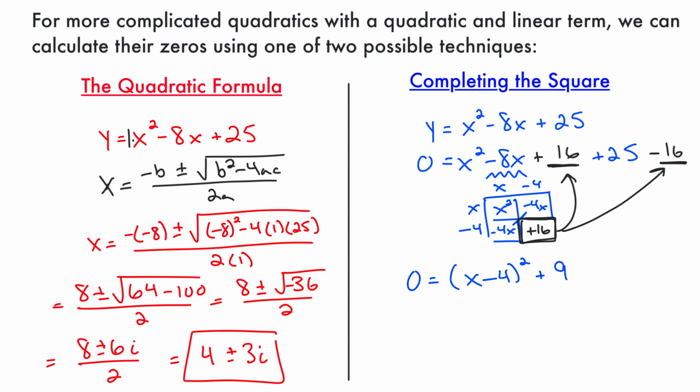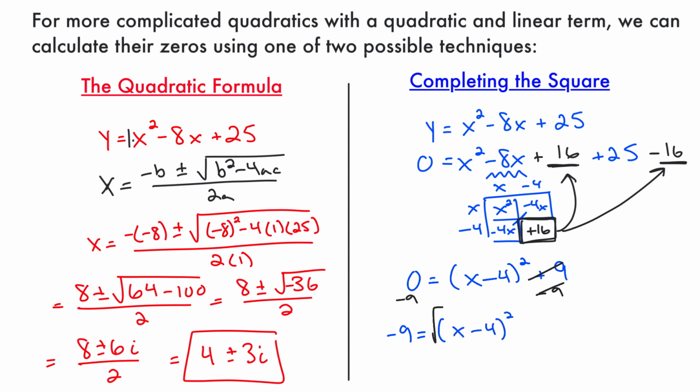Now I have a new equation that only has a single variable. It just has a single x. It doesn't have two like the first one did. So I can solve this. I can subtract 9 to both sides, leaving me with negative 9 is equal to the quantity of x minus 4 quantity squared.